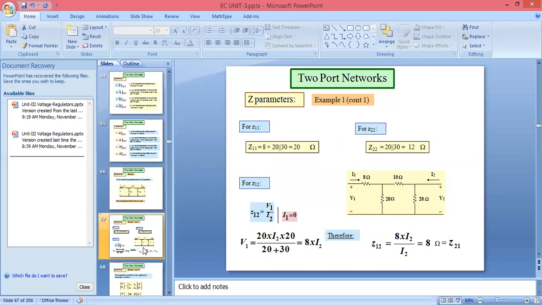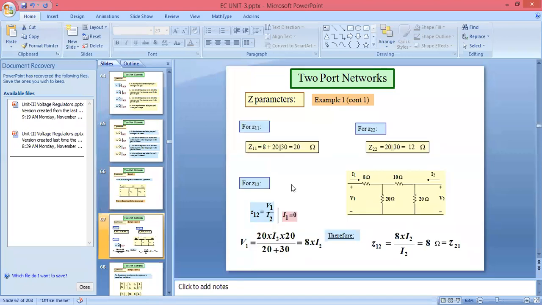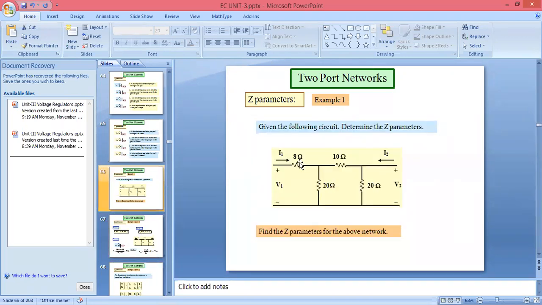How will we calculate? We can see here when we are calculating Z11, at that time you are considering port 2 open. So we can take this 20 and 30, 10 and 20 will be in series. So that will become 30, and 30 will be in parallel with the 20. Again, that will be in series with 8. You can see here what I am doing. I am trying to calculate the value for Z11.